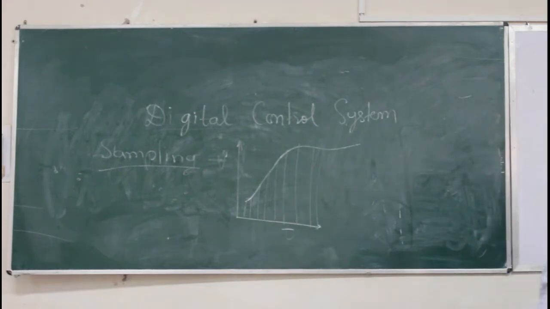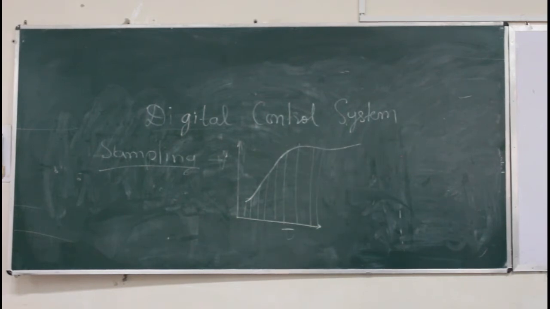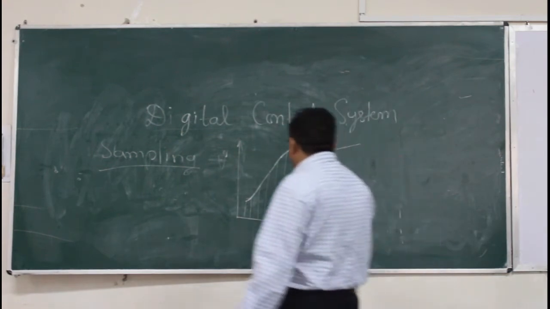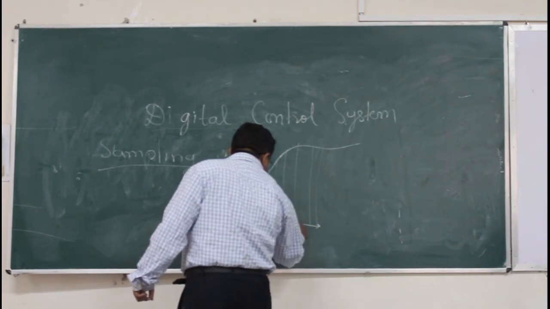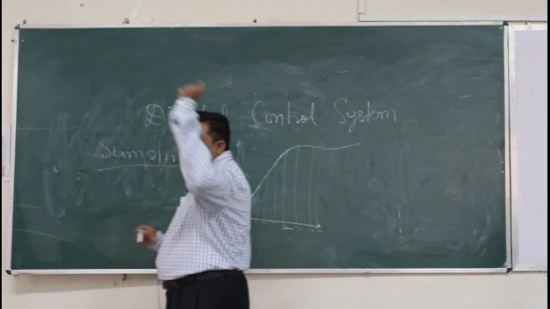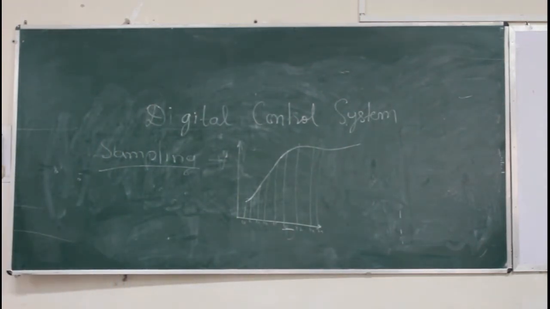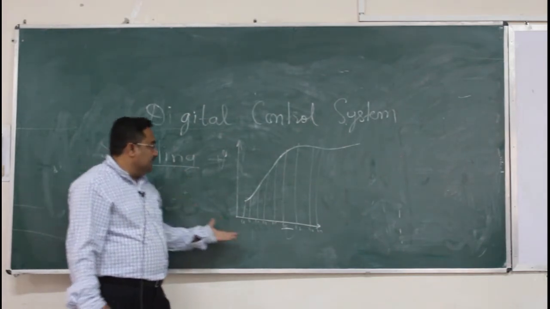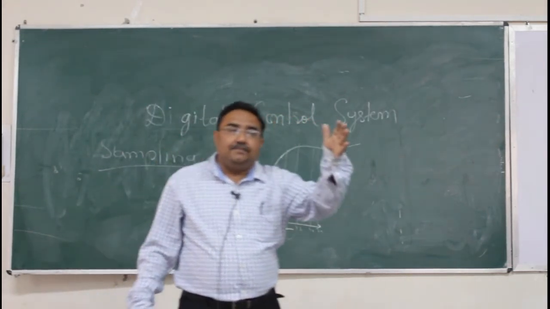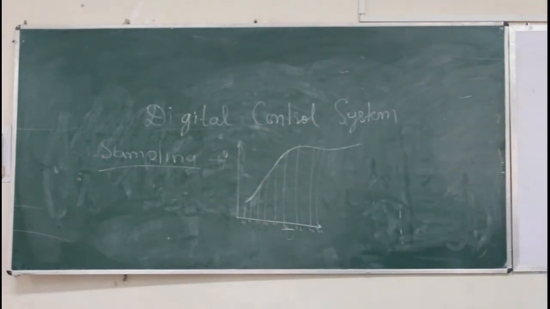So what am I doing? Rather than taking the complete signal, I am taking samples of the signal at different times. Let these times be T1, T2, T3, T4, T5, T6, T7, T8, T9 and so on. I have taken the samples of my signal at different times, and now these samples are used for further processing. Is it clear? This process is called the sampling process.